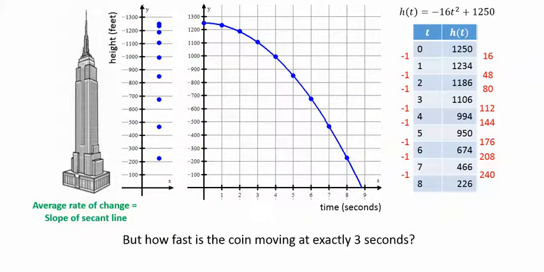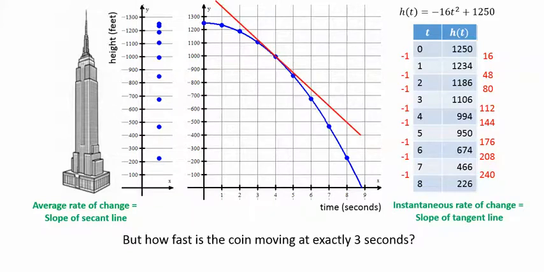How fast was the coin moving at exactly 3 seconds? How about we look at it this way? If the slope of the secant line gave us the average rate of change, then the equivalent to the instantaneous rate of change would be the slope of the tangent line, as pictured here.